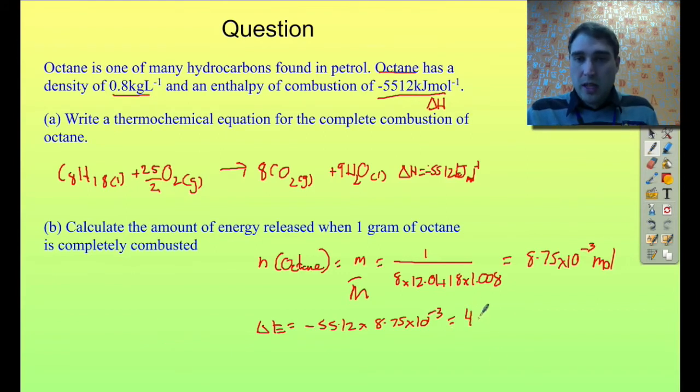48.25, and that's going to be kilojoules, because we're still in kilojoules from our unit up here for enthalpy. So that's the number of kilojoules released when 1 gram of octane is burnt.